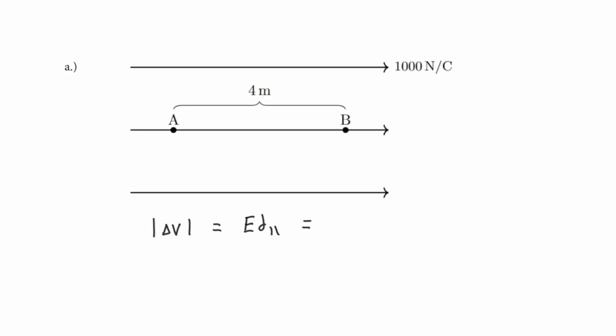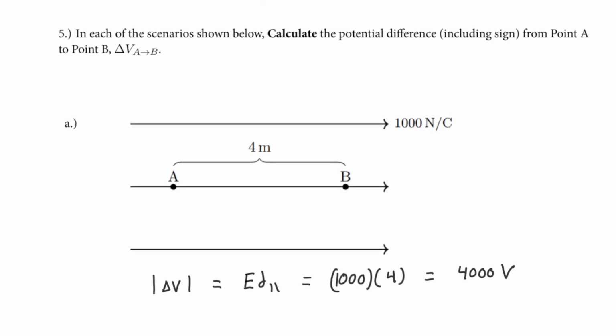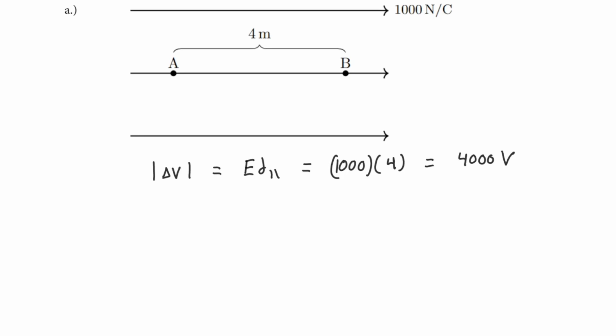And there's nothing weird happening angle-wise in this problem. So I have 1,000 volts per meter, or newtons per coulomb, doing that for 4 meters. So this is 4,000 volts. So I do know that the potential difference between A and B is 4,000 volts. But we're explicitly told, given the info in this problem, that we're going from A to B. So there is going to be a sign.